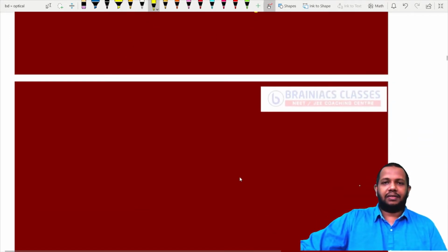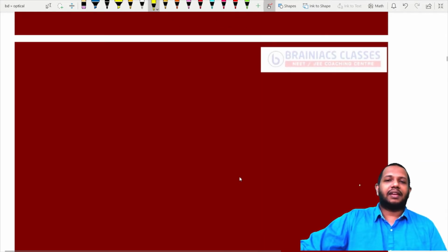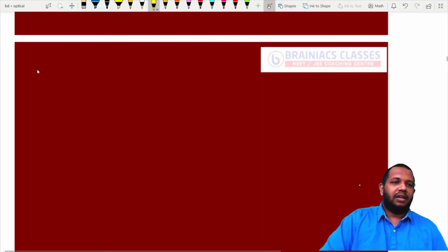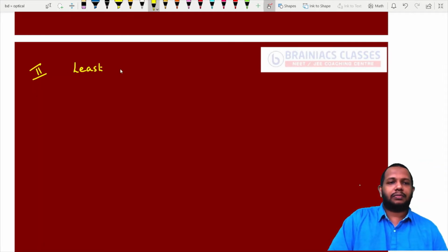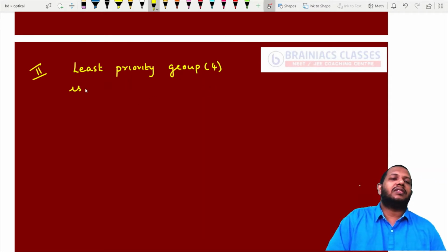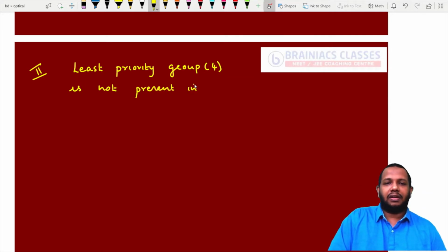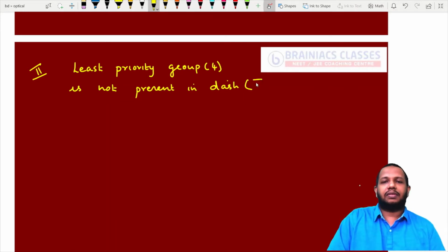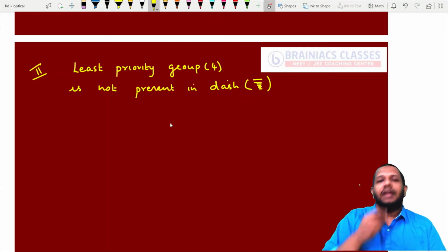Now let us practice something. What can be the second scenario? That's what I am going to tell. In the second scenario, we can say the least priority group, which in our case is 4, always correct, is not present in the dash. That means it is not present along with the dash. In that case, what will you do? That is also very important.